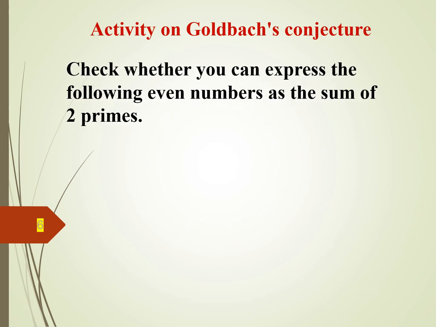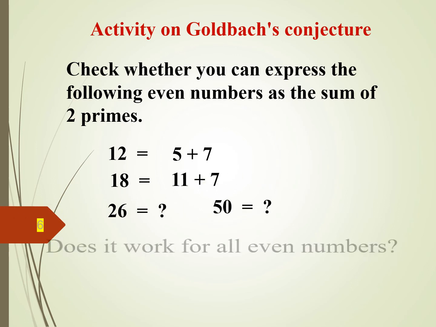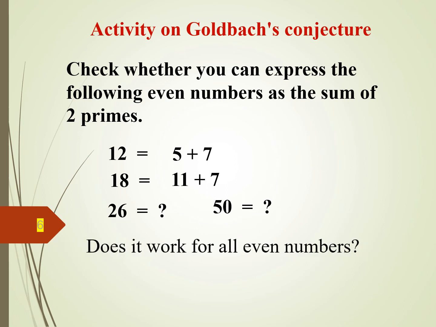You ask the students or your children to express some of the even numbers as the sum of two primes. For example, 12, 18, how about 26, 50, and ask them to check for more even numbers. If we are doing this in a classroom, you can ask the students to try different even numbers and then check with their neighbors whether it's true for all even numbers.